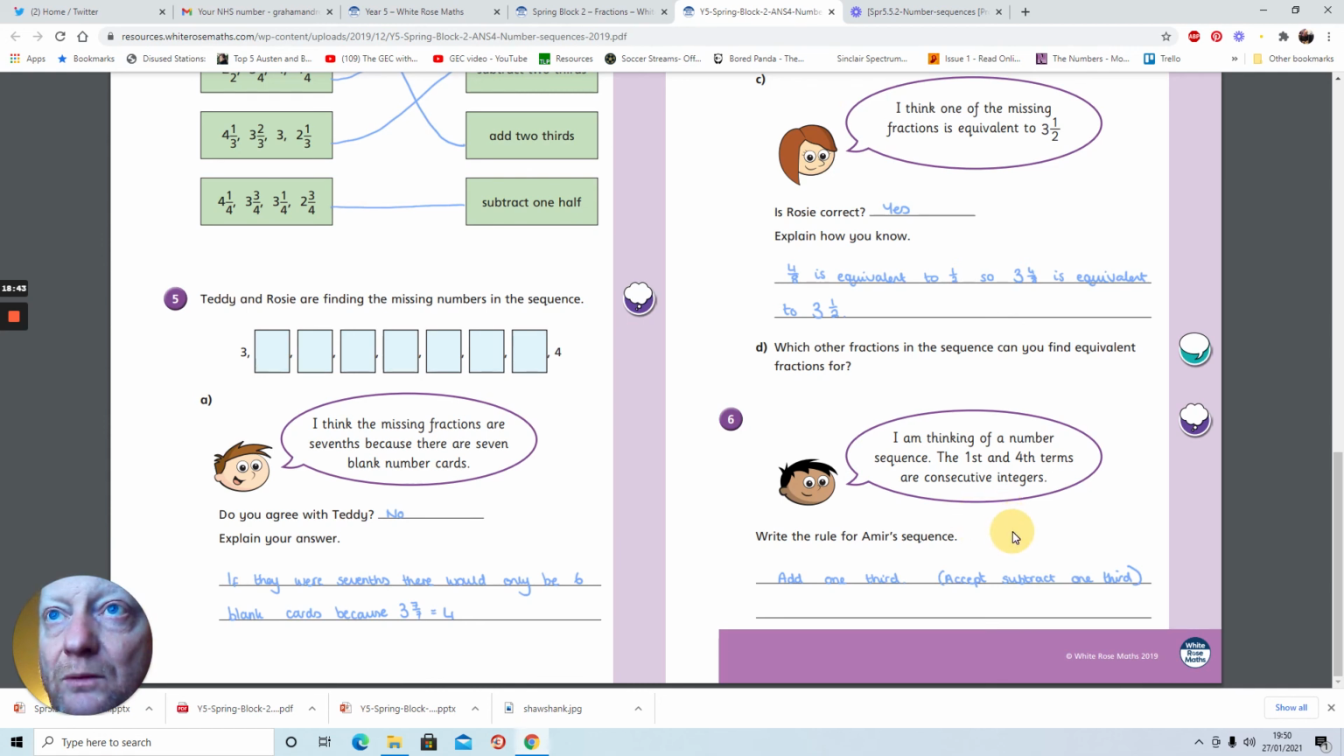And actually you'd know 1 and 1/3, 1 and 2/3, and the last one will be 1 and 3/3, but of course we don't say that, we would say 2. So it's adding 1/3. That's what's happening there with Amir.